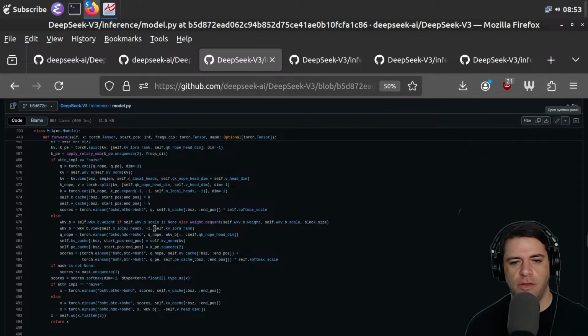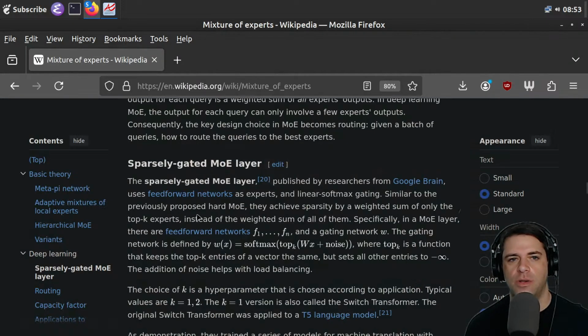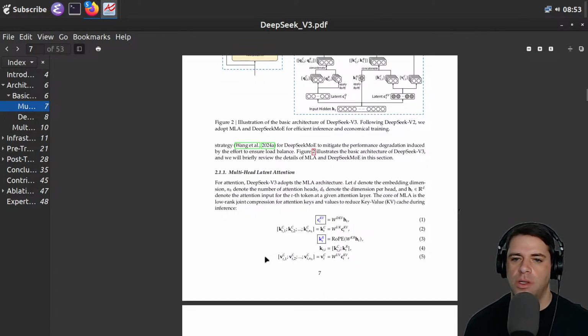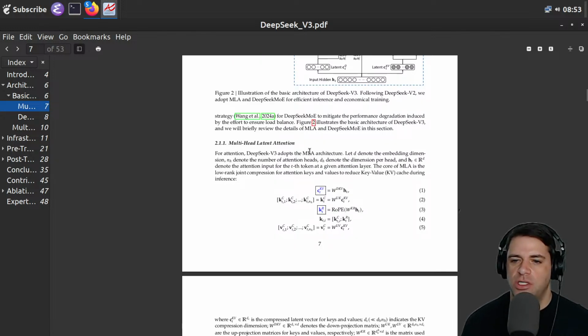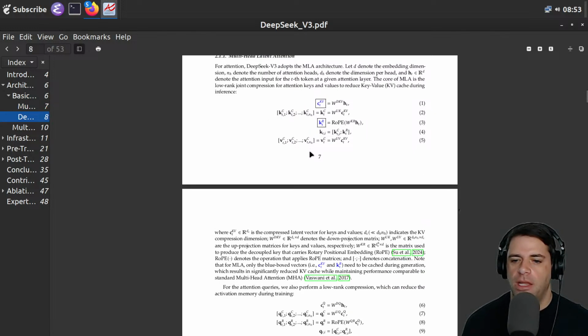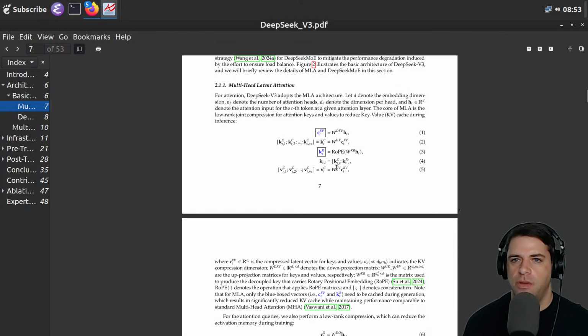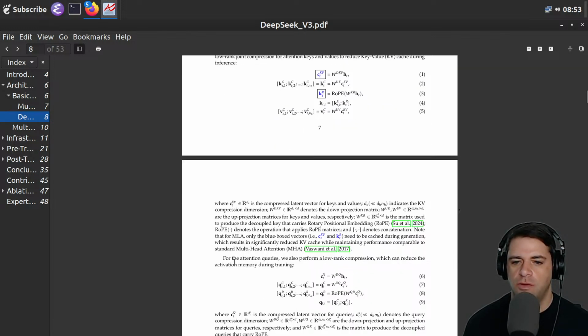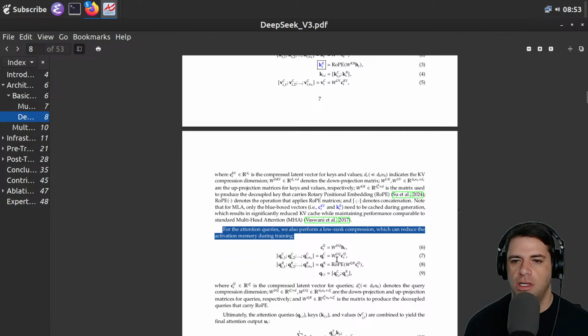Let's try to compare this with what's in the paper. Although maybe it makes sense to look at the V3 paper. So this section, I think, is more or less just, a lot of this text is copied and pasted from the V2 paper to the V3 paper. So for attention queries, we also perform a low rank compression, which can reduce activation memory during training.